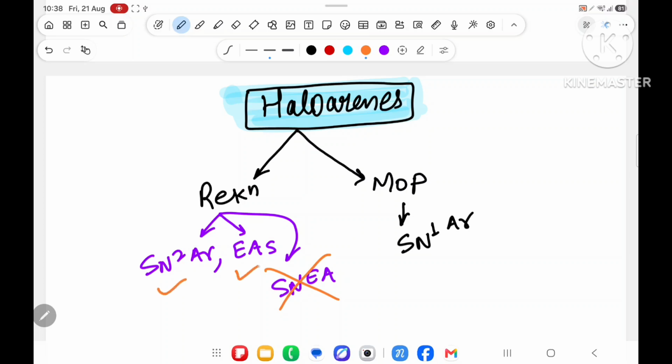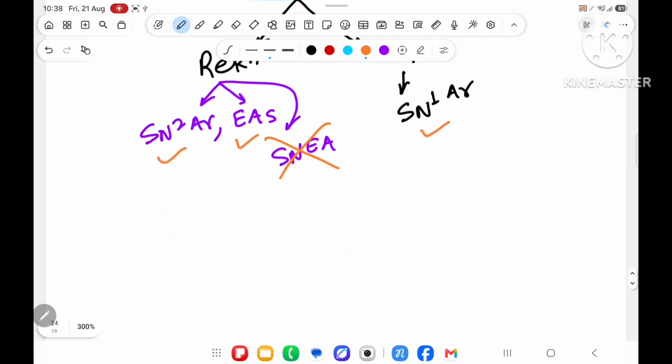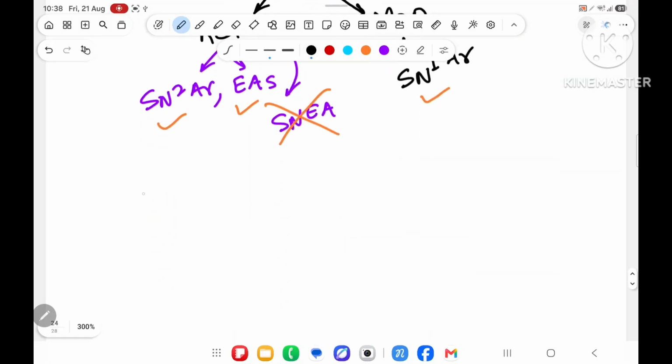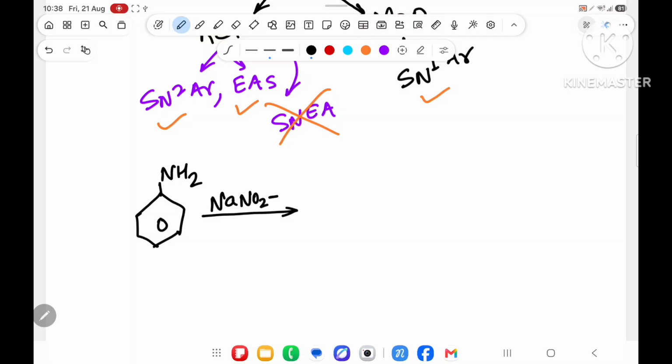So this topic, haloarenes, will also be completed. Now see over here. First, I will take aniline, NH2, and I will react that aniline with NaNO2 plus HCl at 0 to 5 degrees Celsius, that is, low temperature.